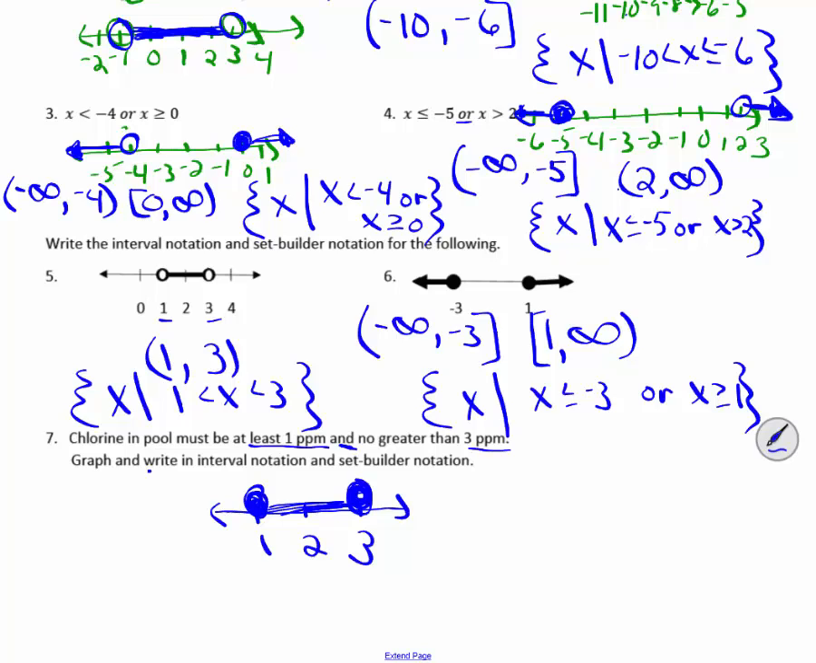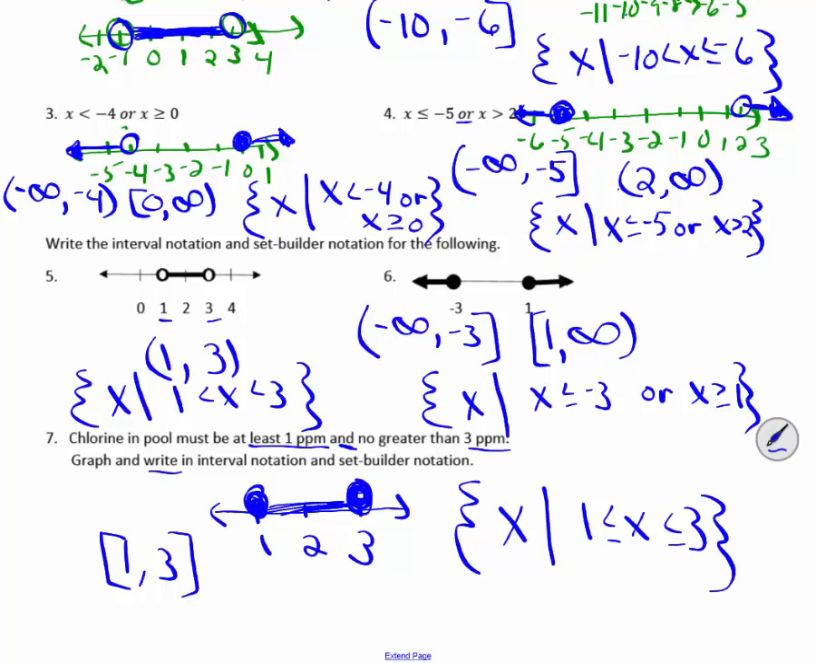So write it in interval notation. So we're going between 1 and 3. They both get hard brackets because they're colored in. Set builder notation. I'm going to be boring again. You know this. X such that. We have 1, we have x, we have 3. Less thans, they're colored in, so they get the or equal tos.